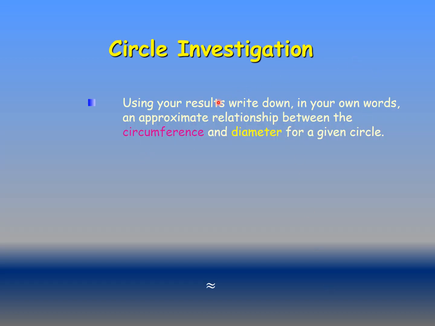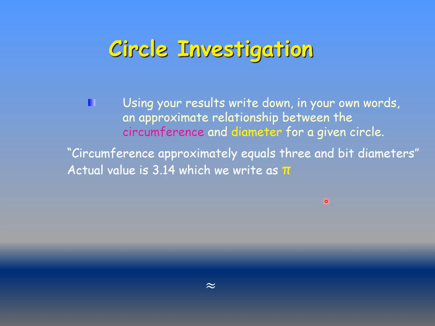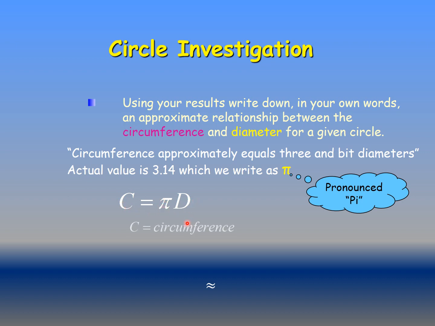After this investigation, using your result, write down in your own words an approximate relationship between the circumference and diameter for a given circle. The circumference approximately equals 3 times the diameter. The actual value is 3.14 something, which we write as pi, pronounced as pi. So C equals pi times D. Circumference equals pi times diameter. C stands for circumference, D stands for diameter. So we can say pi is approximately equal to 3.14.